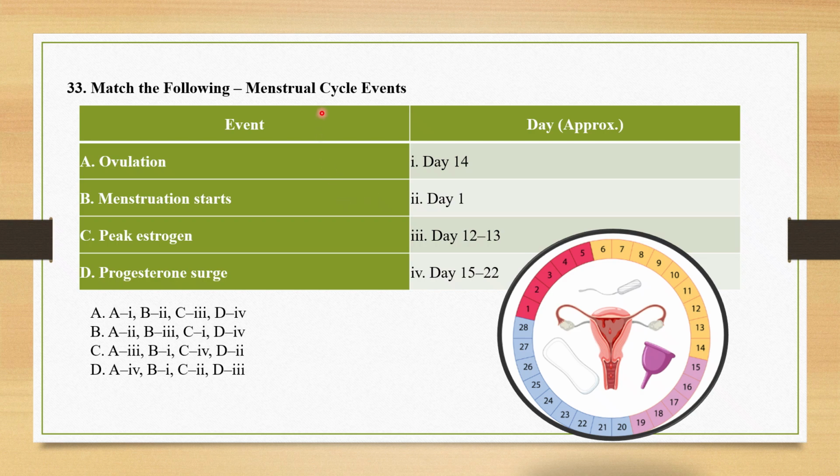Match the following menstrual cycle events. Here we have given a chart as well. So this is ovulation. When does ovulation occur? Ovulation occurs during day 14. So it will match with this one. Menstruation starts. That is day 1. Peak estrogen. That will be day 12 to 13. Progesterone surge. Day 15 to 22. So the right answer will be option A.